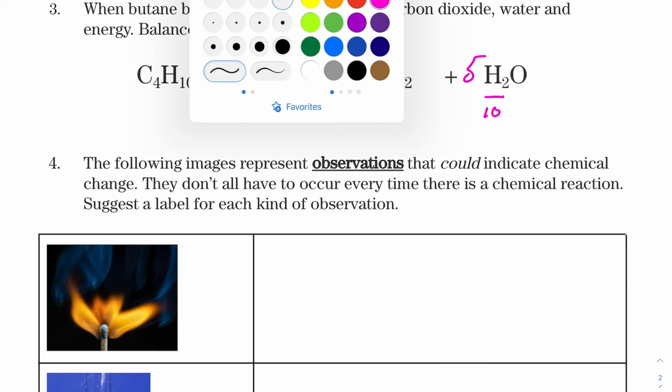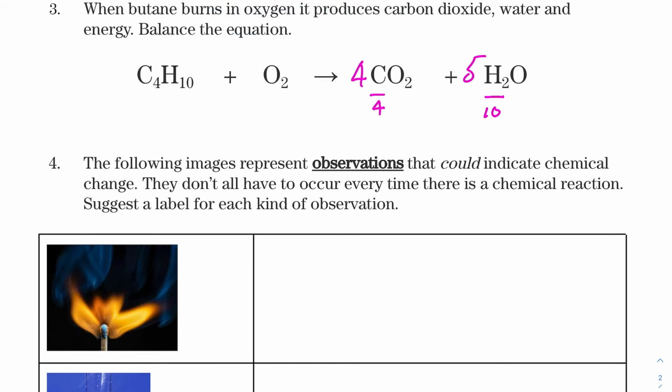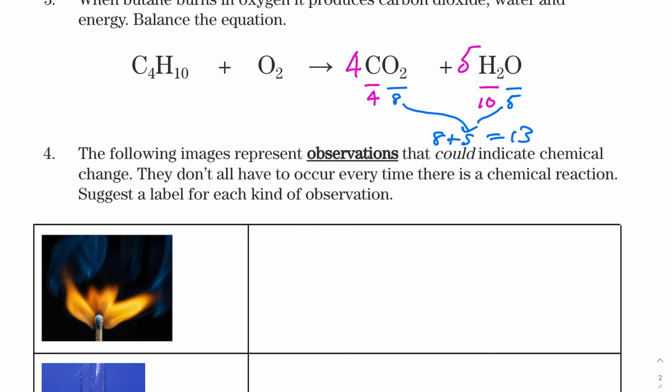And I'm going to go to the right-hand side first, and I'm going to look at my total number of oxygens. On the right-hand side, I've got 4 times 2, which is 8, and I've got 5 there. So if we add the 8 plus the 5, I get 13. So temporarily, what we're going to do is put a 6.5 in front. 6.5 multiplied by 2 is going to give me 13, and so everything's going to be balanced.